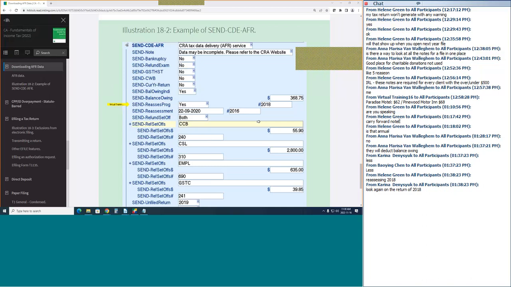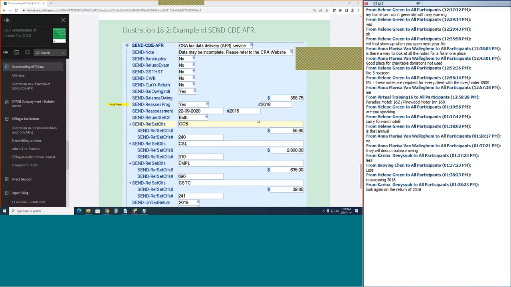They are currently reassessing the 2018. It hasn't been reassessed yet, but they have been requested for an adjustment. So this means your client asked for an adjustment to their 2018 return that has not yet gone through. When it goes through, it might affect things.